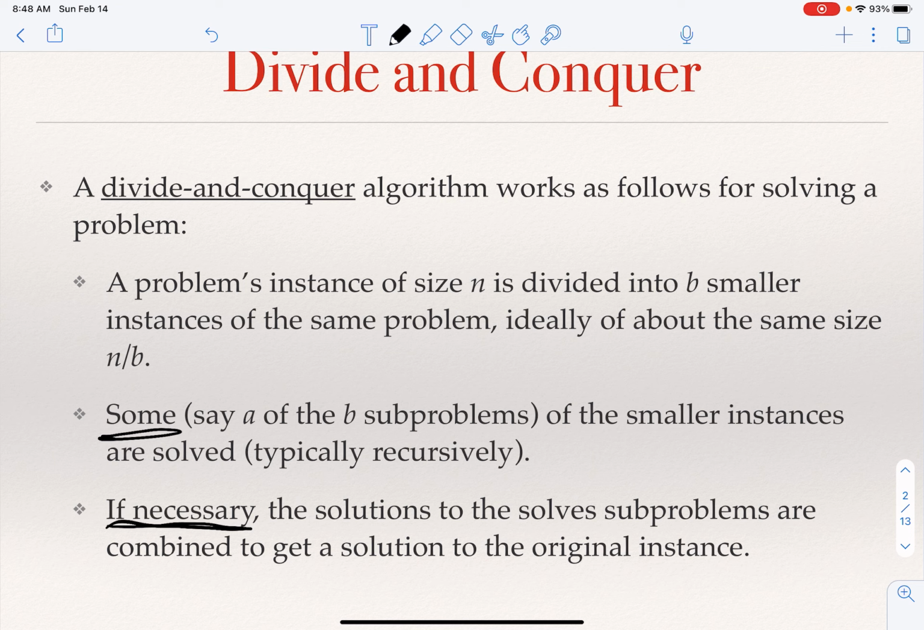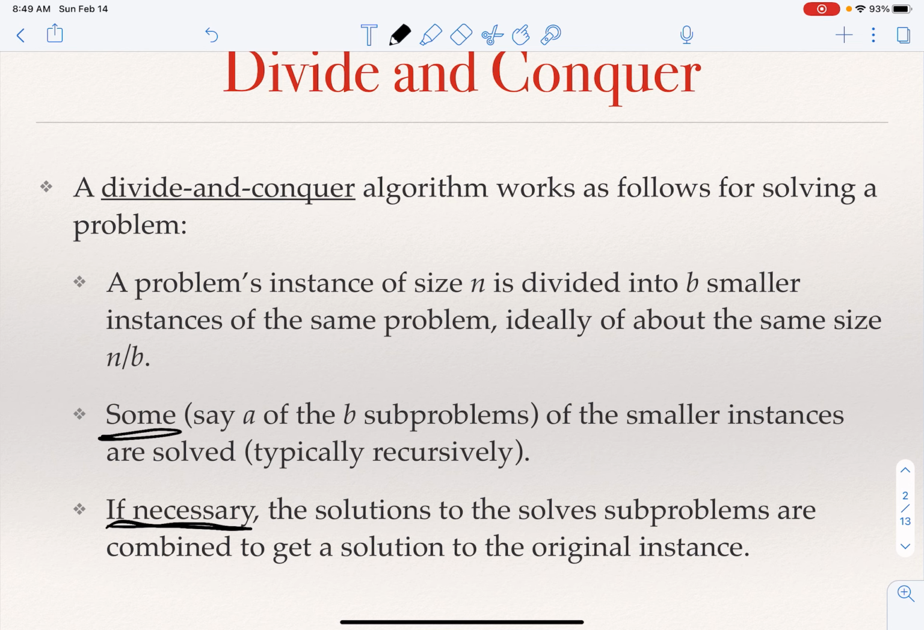I will now show 2 textbook examples of the application of divide and conquer. One in which we divide the input into b pieces, we solve all b pieces, and then we merge the results from these b pieces to get the solution on the original instance. The other problem, we will divide the input into b pieces. We will solve only one of them, and we will never go back. We will never need to merge results.